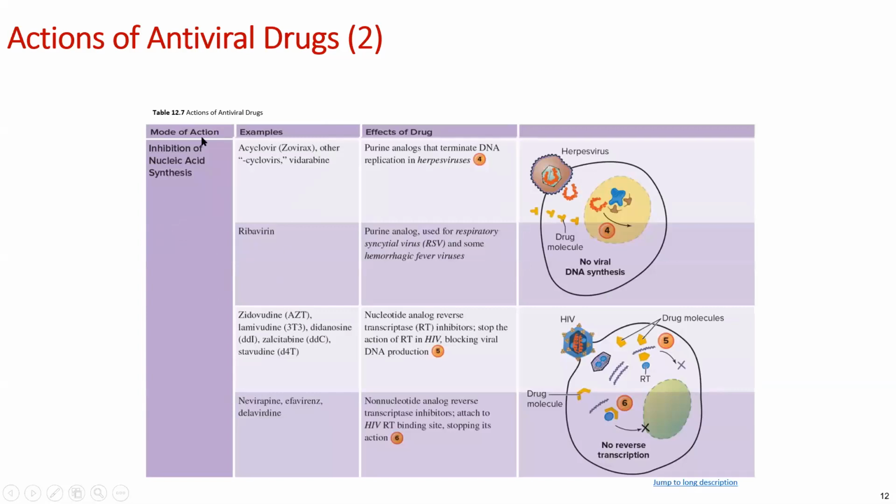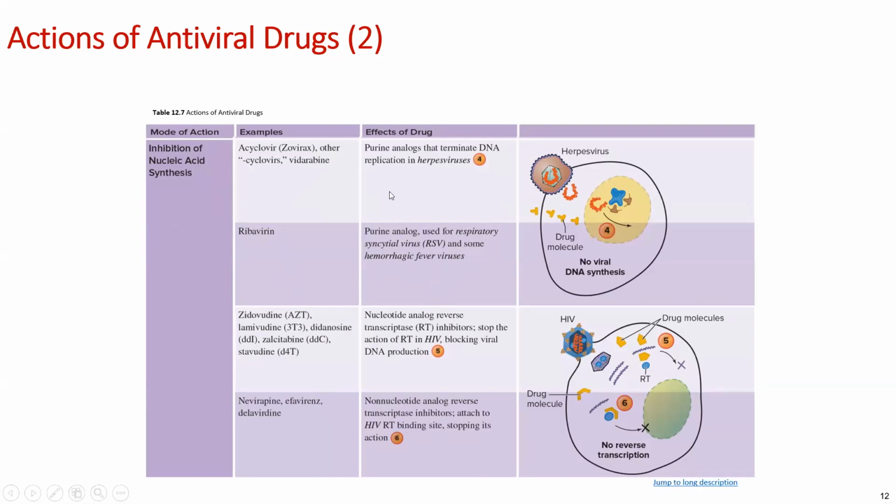The drugs that block nucleic acid synthesis, notice there's a little bit more variety here. We have a group that inhibits herpes virus. We have a group for RSV and some hemorrhagic fever viruses. That means Ebola and Marburg and Lassa fever. And then, of course, we have a larger collection that inhibit HIV.